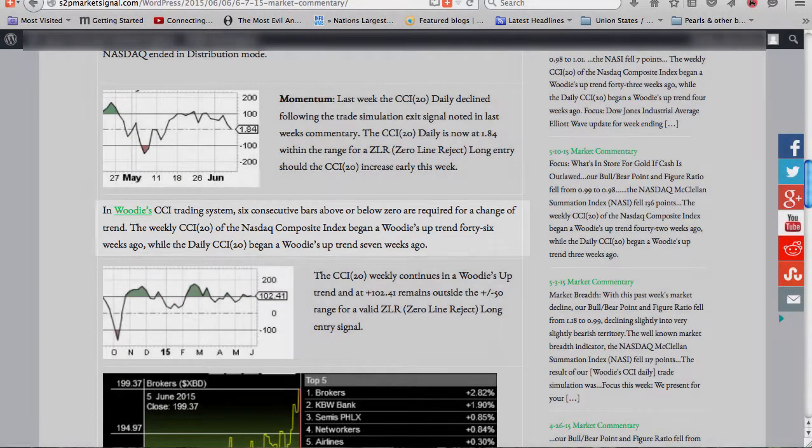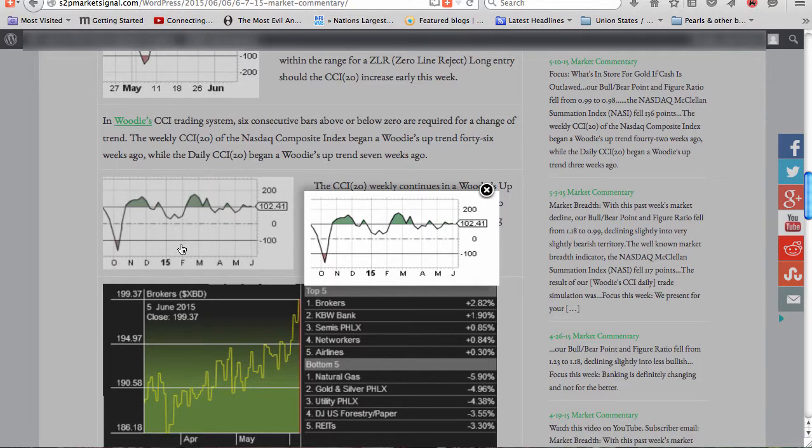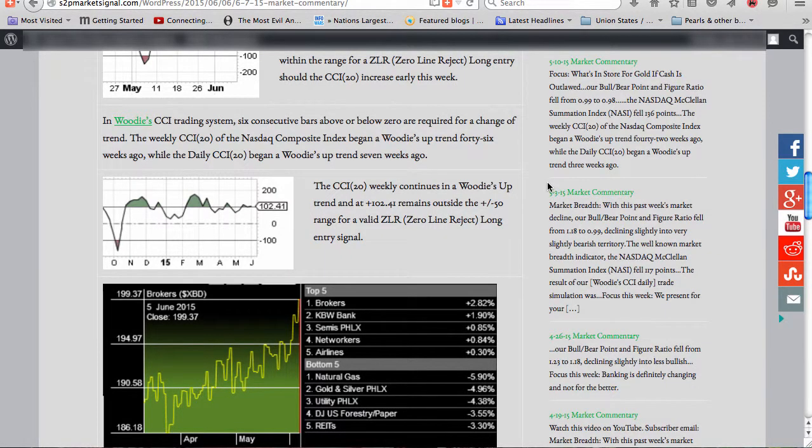The weekly CCI 20 of the Nasdaq Composite Index began a Woody's uptrend 46 weeks ago, while the daily CCI 20 began a Woody's uptrend 7 weeks ago. The CCI 20 weekly continues in a Woody's uptrend and at plus 102.41 remains outside the plus or minus 50 range for a valid zero-line reject long entry signal.